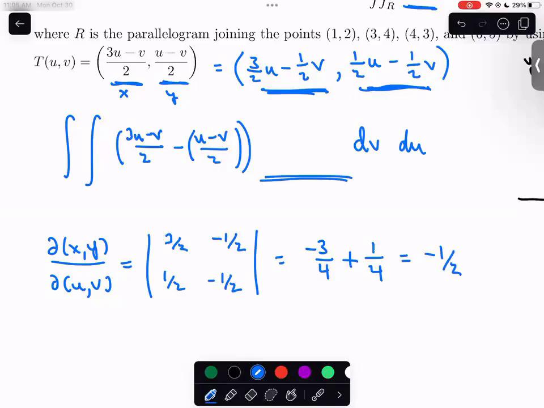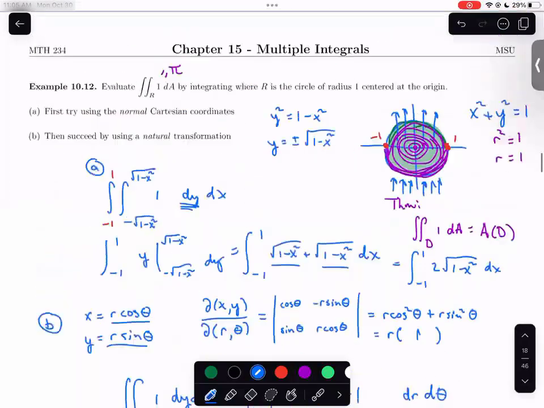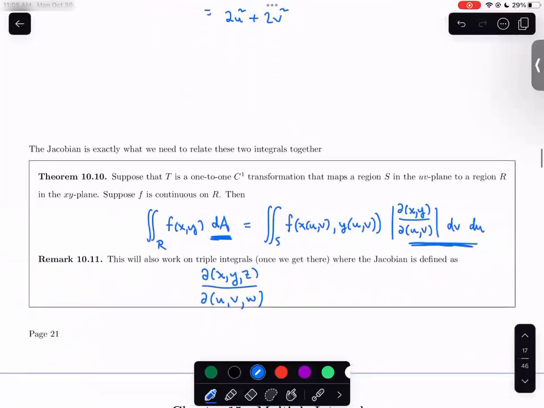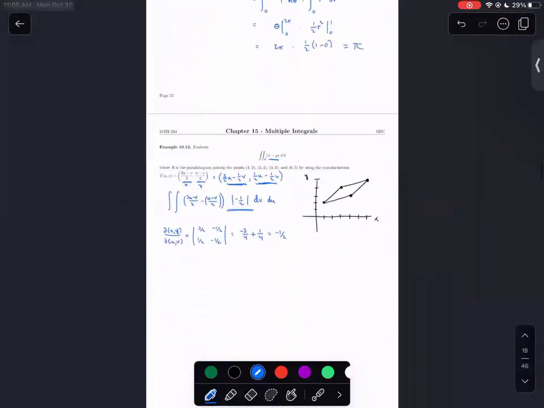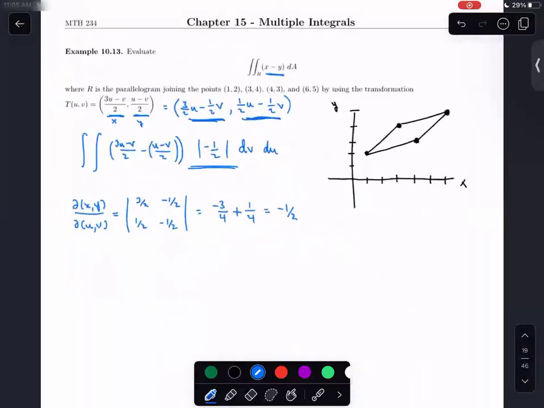So this is a place where if I was to just put negative 1/2 here, I'm going to get the wrong answer. This is a place where the absolute value really does come into play. So remember, it's not just the Jacobian that goes here, it's the absolute value of the Jacobian. So again, on our formula here, not just the Jacobian, but the absolute value of the Jacobian. Because we're changing areas.